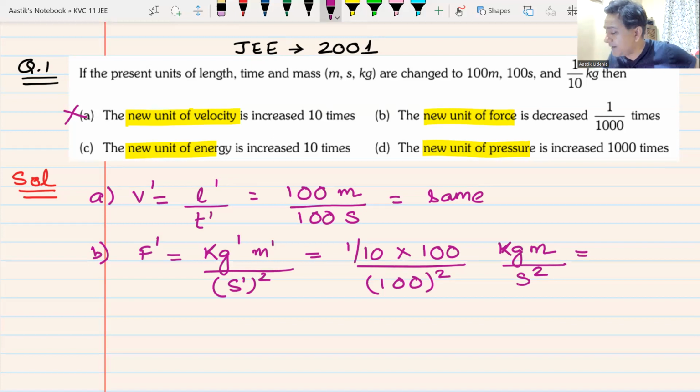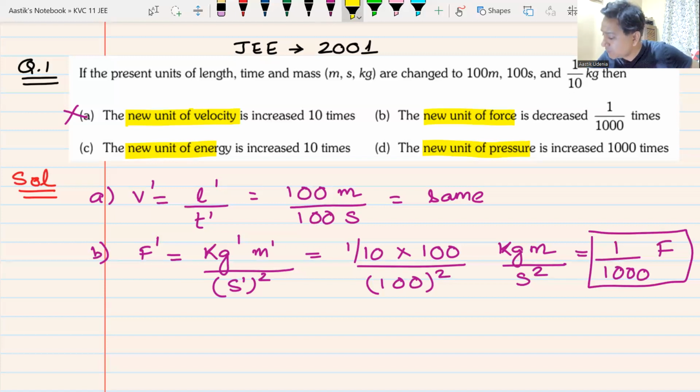Now what will you get, my dear friend? The new F dash will be 1 by 1000 times of the original F. Yes or no? And that, my dear friends, happens to be the correct answer. Option number B is definitely the correct one.